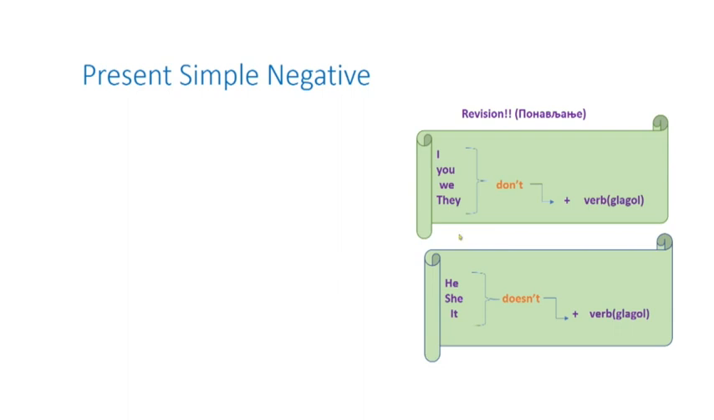Kako gradimo odričan oblik? Again, revision. So, we use don't and doesn't with the verb. Primećujemo da ovde na glagolu nema nikakvih nastavaka. Ali koristimo oblik don't for I, you, we and they, and doesn't for he, she and it. Znači doesn't samo za he, she, it, don't za sva druga lica.